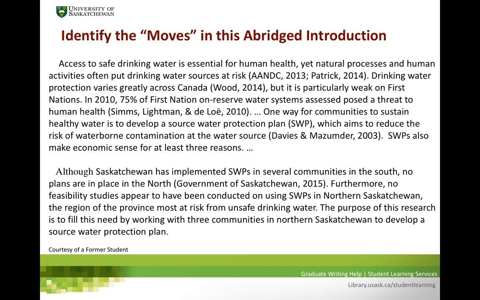Although Saskatchewan has implemented source water protection plans in several communities in the south, no plans are in place in the north. Furthermore, no feasibility studies appear to have been conducted on using source water plans in northern Saskatchewan, the region of the province most at risk from unsafe drinking water. The purpose of this research is to fill this need by working with three communities in northern Saskatchewan to develop a source water protection plan.